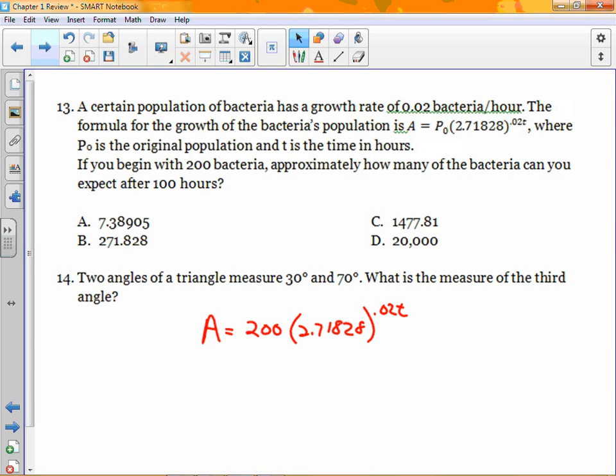What's the sum of the angles of a triangle? This is A. No way it's A. There's no way. If you just plug in 200 times 2.71828 to the second, right? 100 times that is to the second. So that's 1460. This is it. Yeah, I got 1,477.